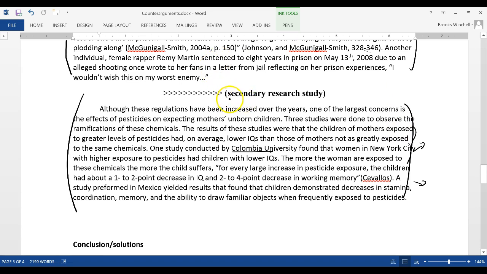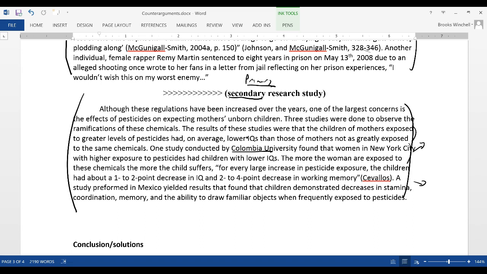So whenever we see research studies in secondary sources, you can use them, but they're usually not as strong as actually going to a primary source and reading the actual results of the research study. That would make it much stronger. So those are just a couple of considerations when you're developing your body points.